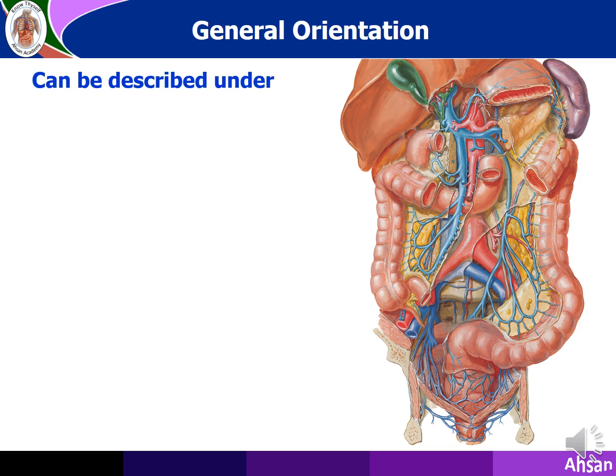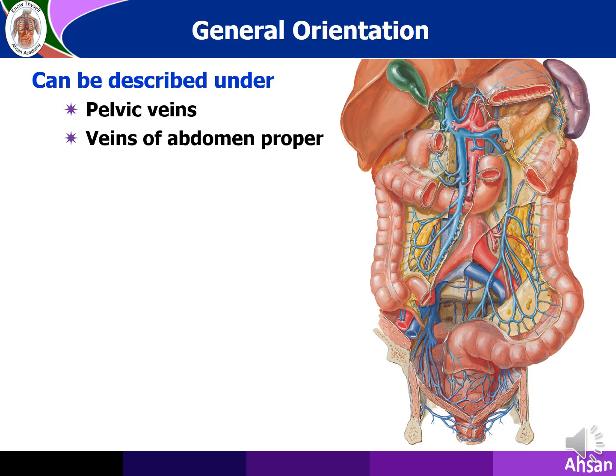The veins of the abdominopelvic cavity can be described under two headings: the veins of the pelvis and veins of the abdomen proper. The abdomen proper vein may be described under two headings: the portal circulation and the systemic circulation. In this way, I will proceed to describe the veins of the abdominopelvic cavity.